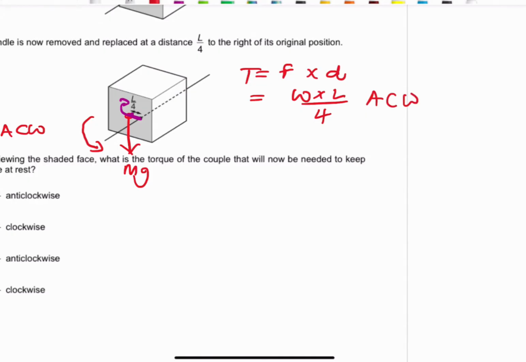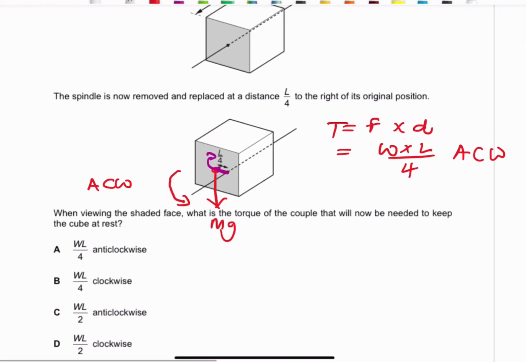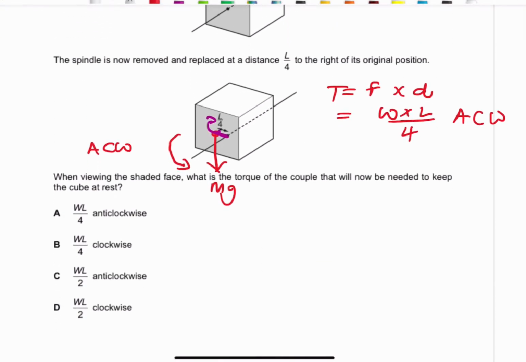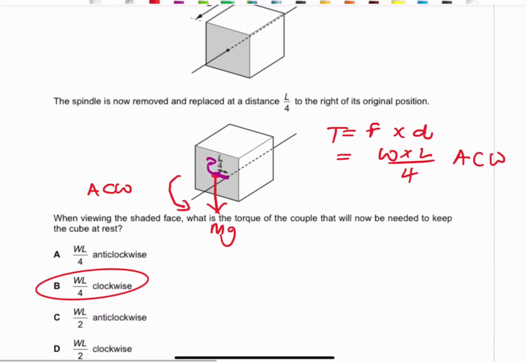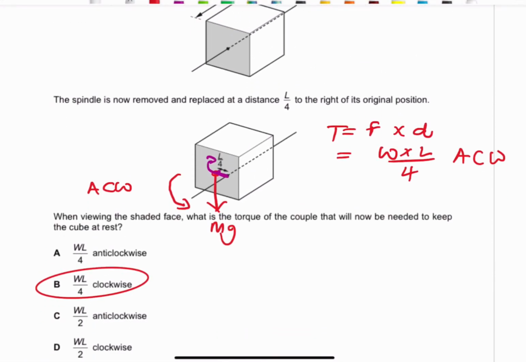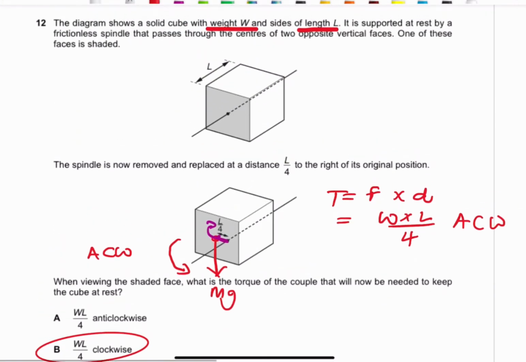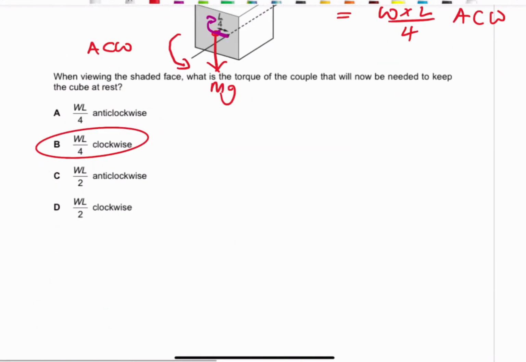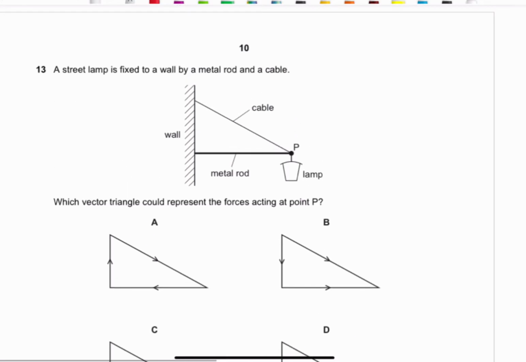So if I want to keep this in equilibrium, what do I need to do? I need to apply WL/4, but clockwise. Because if it's WL/4 anti-clockwise, it would just turn it. It's a bit tricky, but just understand that if it's going to cause an anti-clockwise moment of L/4 times W, I need the opposite moment clockwise to counteract it. Very important. Okay, move on to question 13.